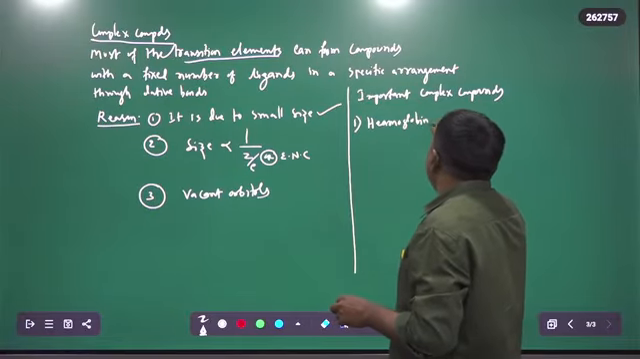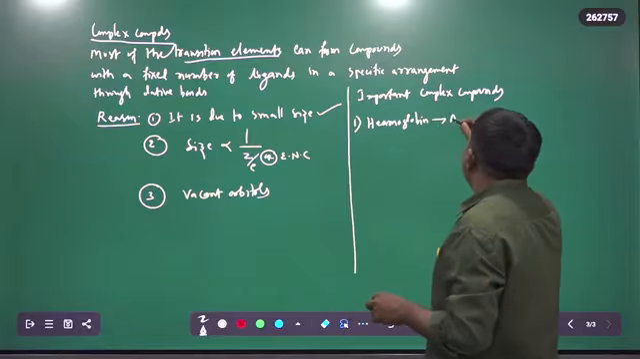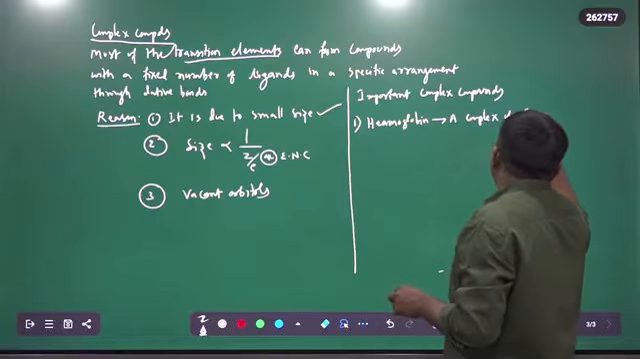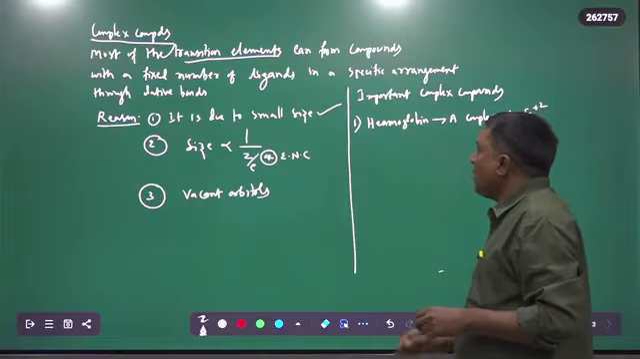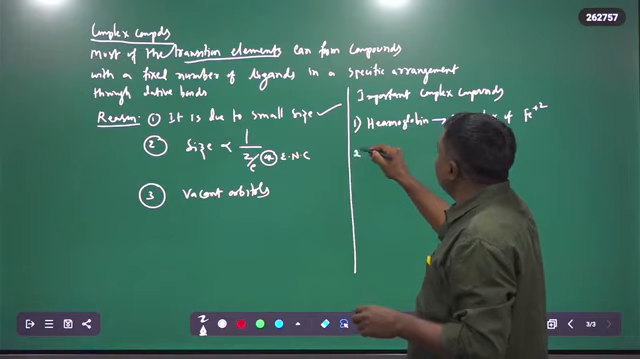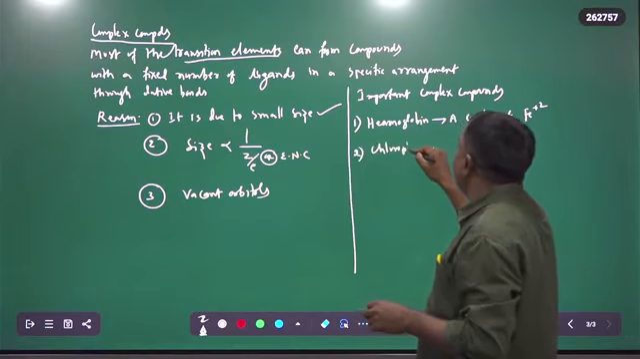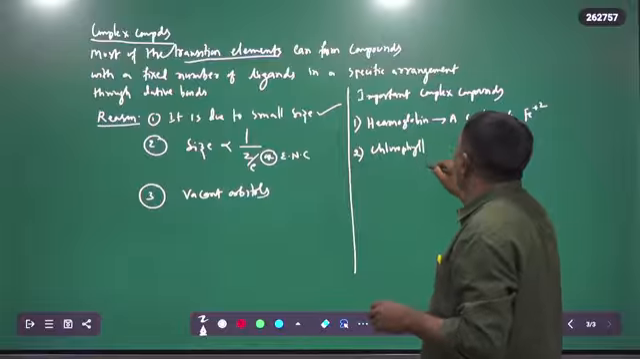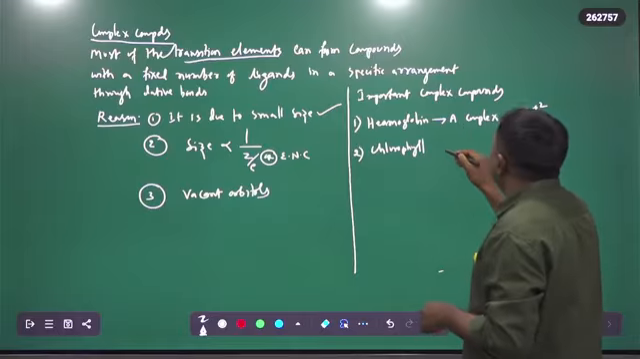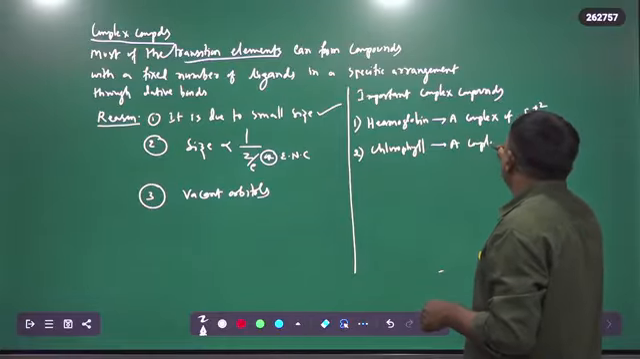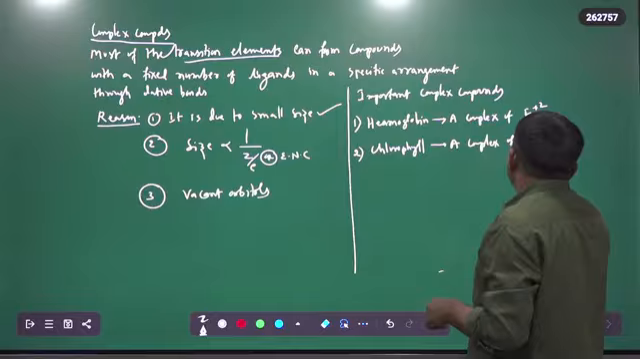So hemoglobin, it is a complex of what? This is the complex of iron plus 2. And one more, that is chlorophyll. It is also a very important complex compound, chlorophyll. So what is chlorophyll? It is a complex of magnesium plus 2.